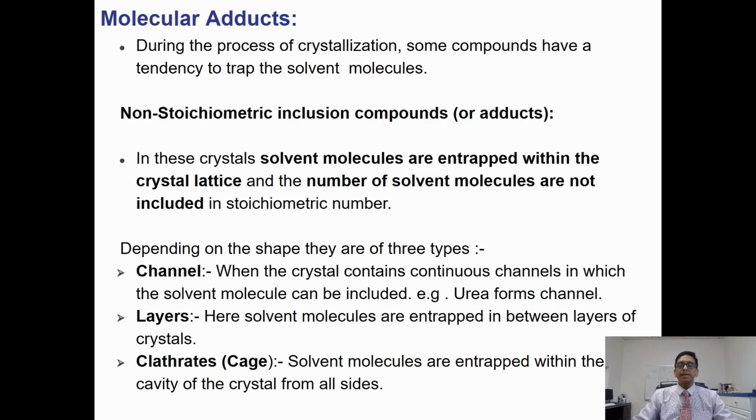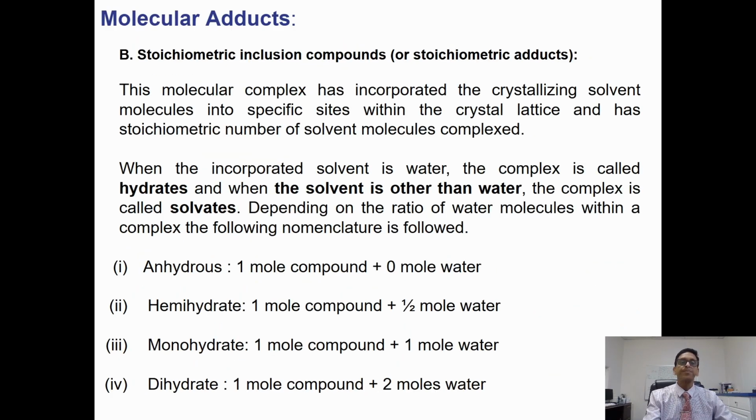Depending on the shape, there are three types. The first one is the channel, when the crystal contains a channel in which the solvent molecule can be included. An example is urea, which forms a channel. The second type of non-stoichiometric inclusion compound is the layers. Here the solvent molecules are entrapped between the layers of the crystals. The third is the clathrates, or cage. In this, the solvent molecules are entrapped within the cavity of the crystal form on all sides.